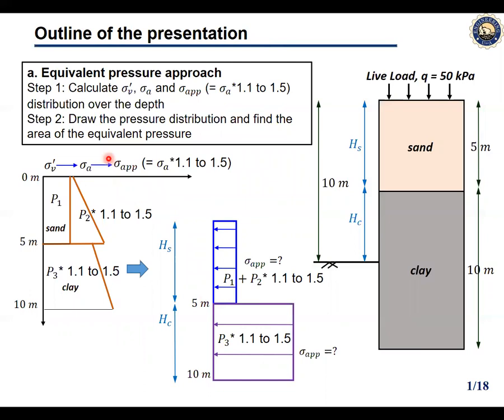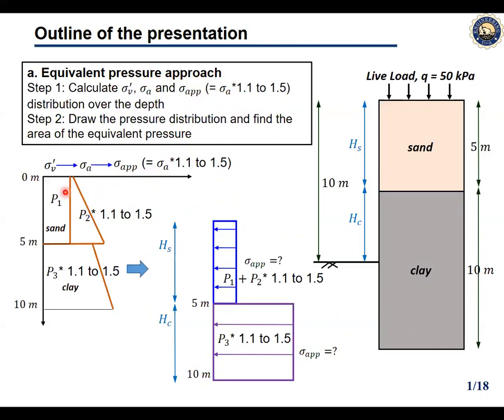Secondly, on the equivalent pressure approach, we have two steps. We need to first calculate the sigma V prime, then the sigma A, and finally the sigma apparent, which is 1.1 to 1.5 of the sigma A. Step 2 is finally draw the pressure distribution and find the area of the equivalent pressure.